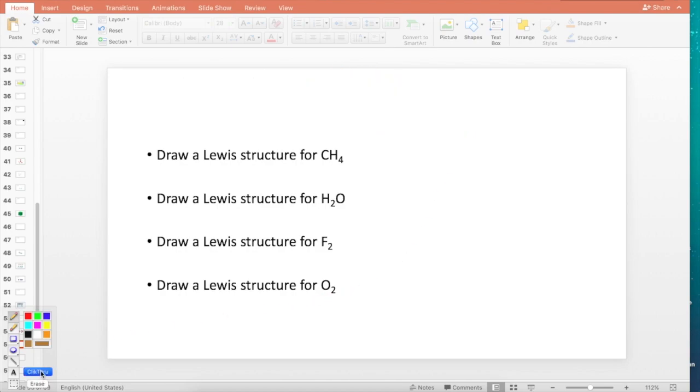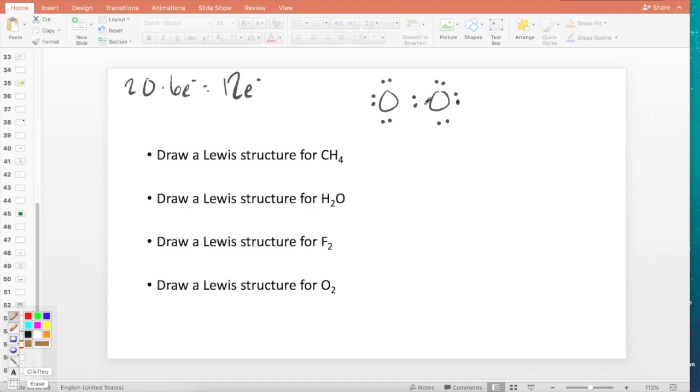Let's do one now for O2. I have 2 oxygens, each one bringing 6 electrons to the party. Therefore, I have a total of 12 valence electrons. I'm going to go through and distribute my electrons. 1, 2, 3, 4, 5, 6, 7, 8, 9, 10, 11, 12, 13, 14. Well, crap.